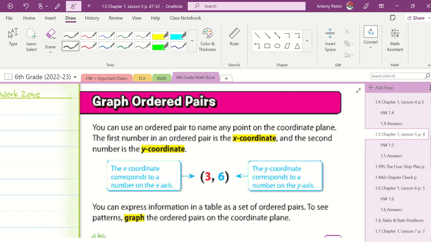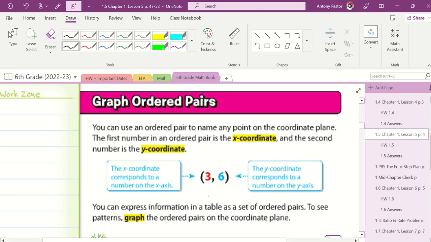The x-coordinate corresponds to a number on the x-axis. We've talked about this. It will go left or right. Left if it's negative, right if it's positive. The y-coordinate represents or corresponds to a number on the y-axis. Again, up and down. Up if it's positive, down if it's negative.